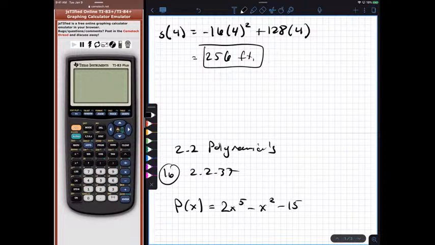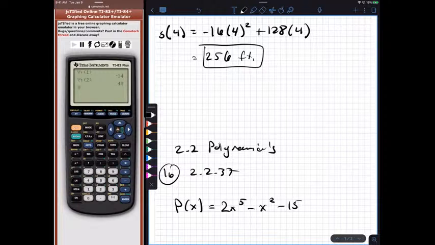Two x to the power of 5 minus x squared minus 15. So for instance, if I call in that function, when x is 1, we get this answer. When x is 2, we get this answer, right? Because the sign goes from positive to negative or negative to positive, that means it has to cross the x-axis somewhere between 1 and 2, right?